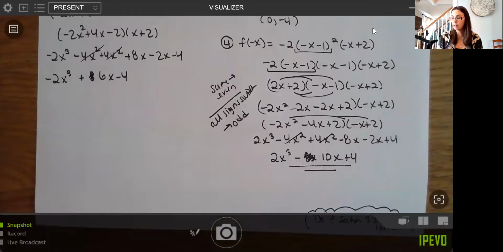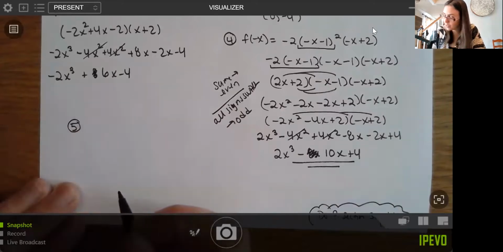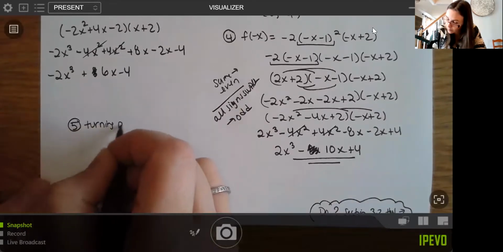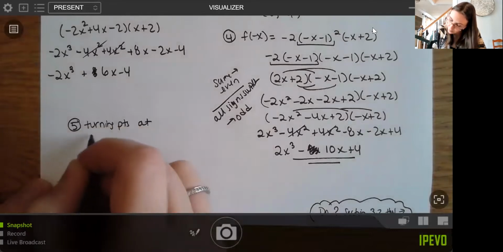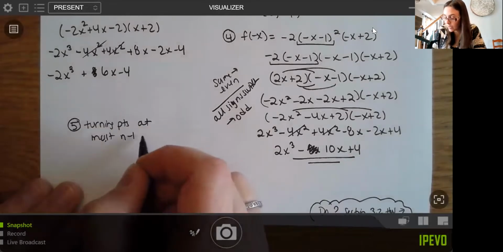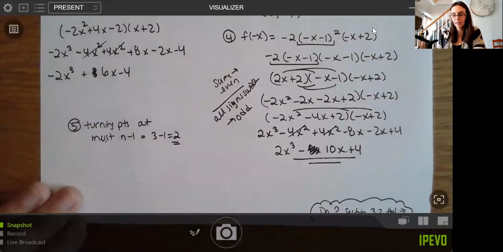If you get anything else, then you're going to have something that's different. So it's not going to have symmetry with the y-axis or with the origin. So we don't have symmetry here. And let's see, the last thing I'm looking for are the turning points. Now our n here we saw was 3, so 3 minus 1 is 2. So you're going to have at most 2 max and mins here.